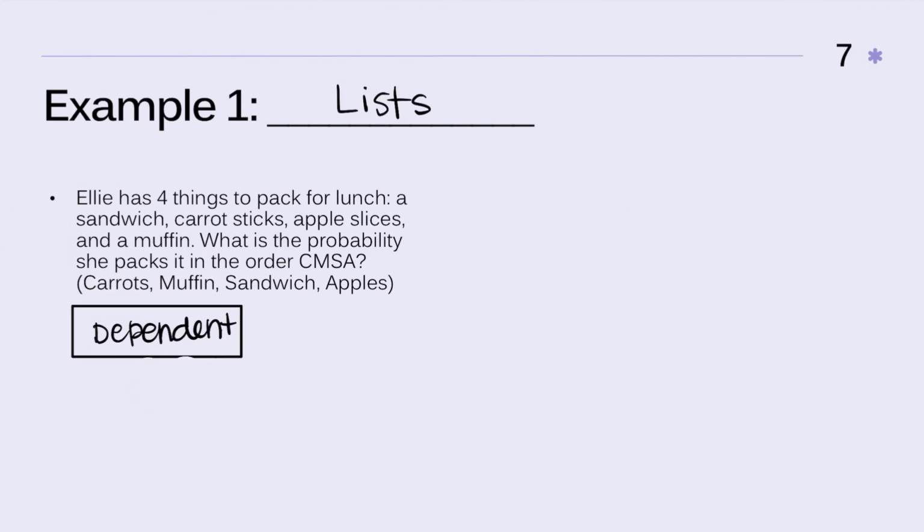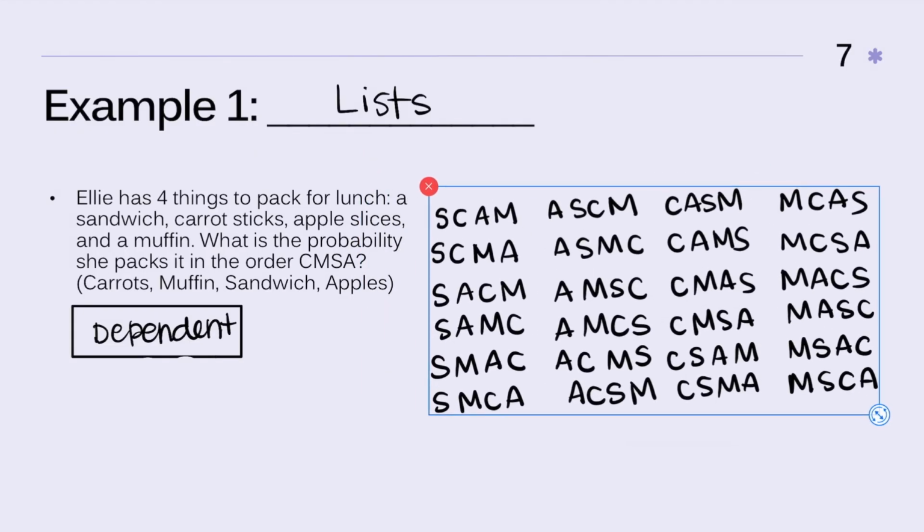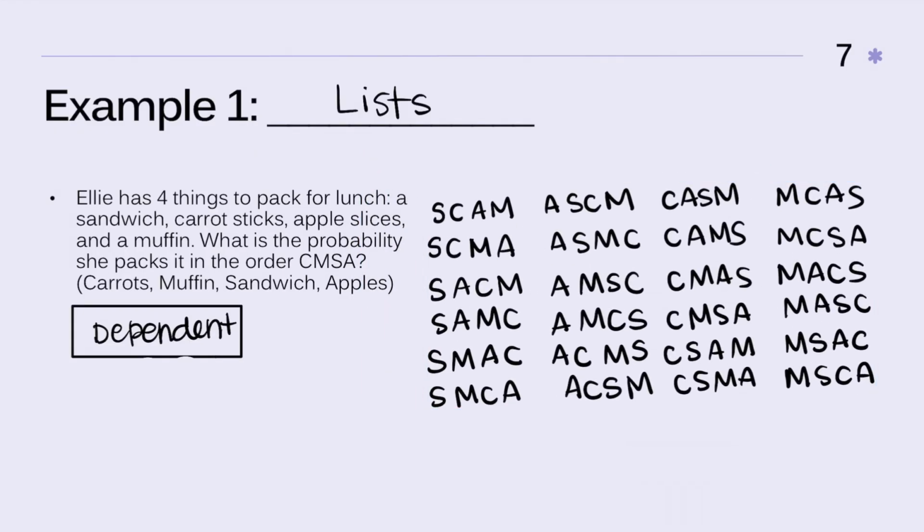So I went ahead and made a list of all the possible options that we can get. Let me paste it here. I didn't even realize when I made it, but it says scam. That's so cool. Okay, so this stands for sandwich, carrots, apples, muffins. And these are all the possible ways. There's a fancy word called permutation that just basically means the order. These are all the different orders that Ellie can have when she puts things in for her lunch. We want to have CMSA.